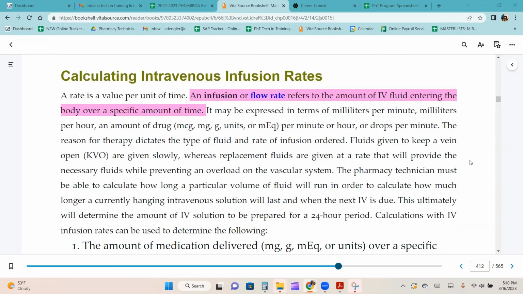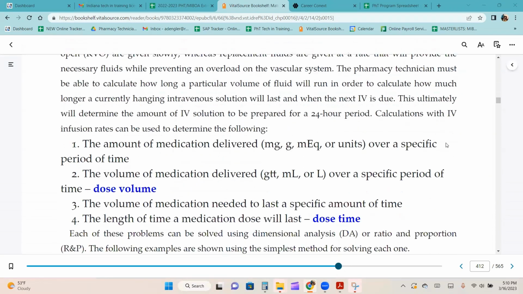The pharmacy technician must be able to calculate how long a particular volume of fluid will run in order to calculate how much longer a currently hanging intravenous solution will last and when the next IV is due. This ultimately will determine the amount of medication to be prepared for a 24-hour period.